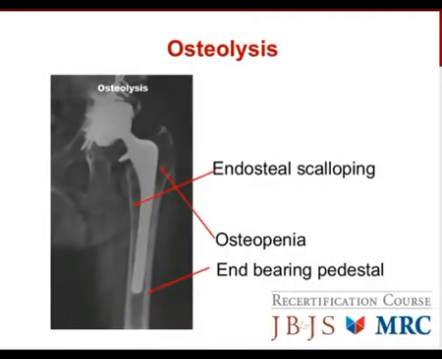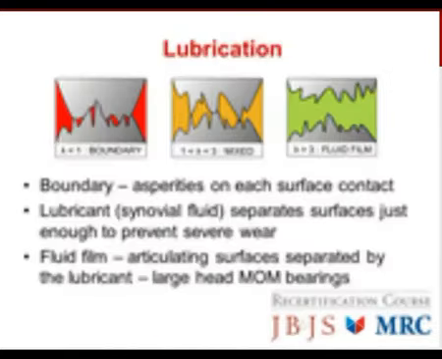Now, osteolysis looks like this on X-ray, and you should be able to recognize what osteolysis looks like. We see proximal osteopenia, as we did with stress shielding, but here we see endosteal scalloping. You can see more of this ballooning osteolytic pattern as opposed to just bone loss associated with stress shielding. Oftentimes, you'll see an end-bearing pedestal as well, and this can indicate loosening of the implant.